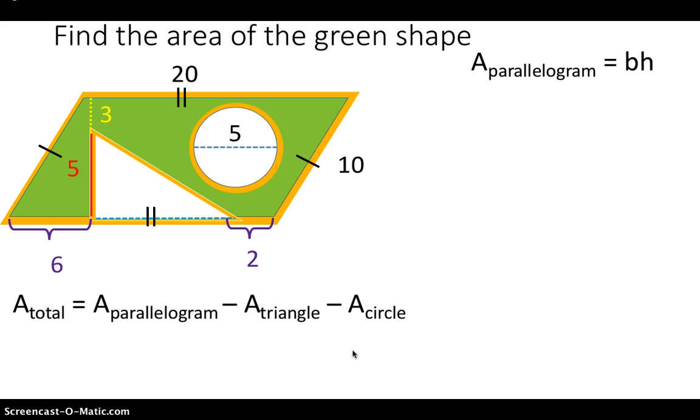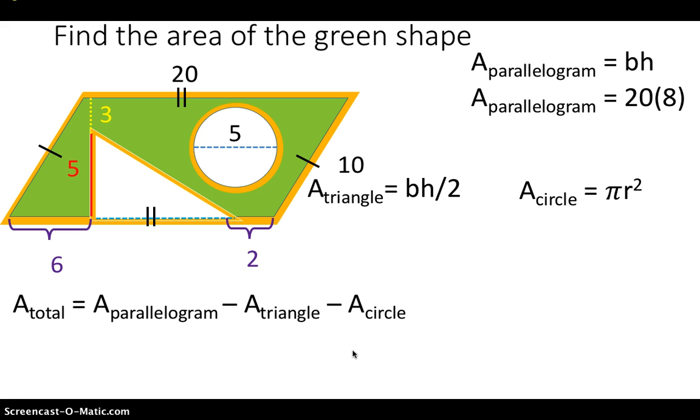So area of a parallelogram, the formula for that is base times height. For the area of the triangle, it's base times height divided by 2. And then for the circle, it's pi r squared. So I'm going to find each of these areas individually and then plug them into my total formula. So the parallelogram is base times height. The base is 20. The height is 5 plus 3, which is 8. 20 times 8 is 160.